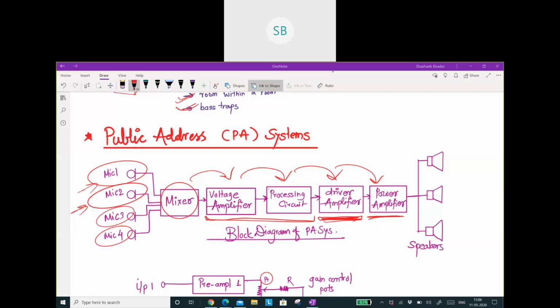Finally, here we have the loudspeakers, which convert the amplified audio signal from the power amplifier into a sound signal. Understood? So this is a very basic block diagram of the public address system.